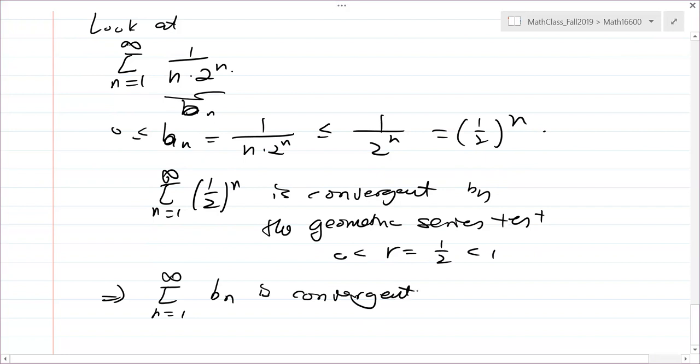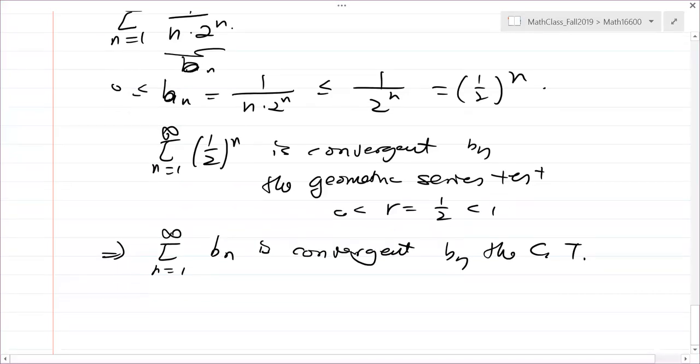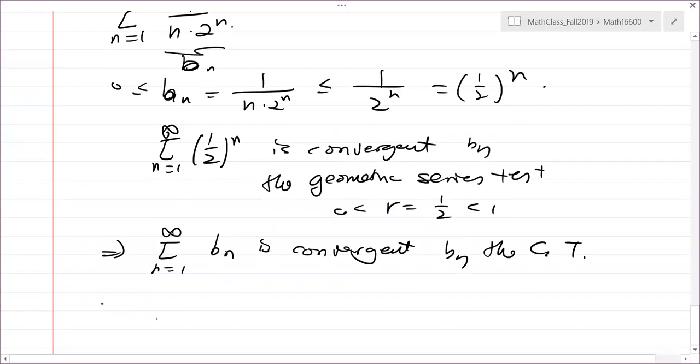Okay. And the why? By the comparison test. You see that everything is guaranteed by some test still. Okay. All right, so now you prove that this series is absolute convergent. In other words, this is absolute convergent. Of course, it's convergent by the theorem.